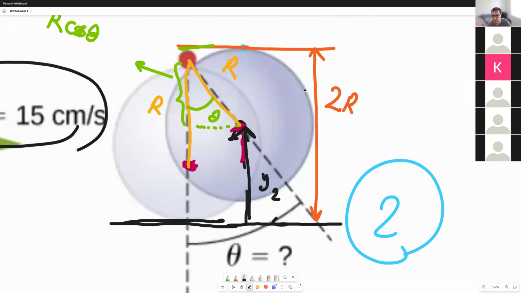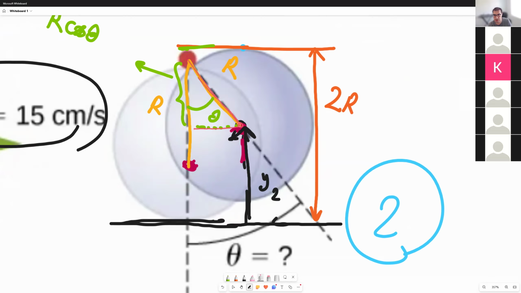Did you understand where the 2r comes from? Okay. And do you understand that this is going to be y2? This is what we're looking for, right? If you find out this much, take it out of 2r, it will give you y2, right? And this much is going to be r cos theta.